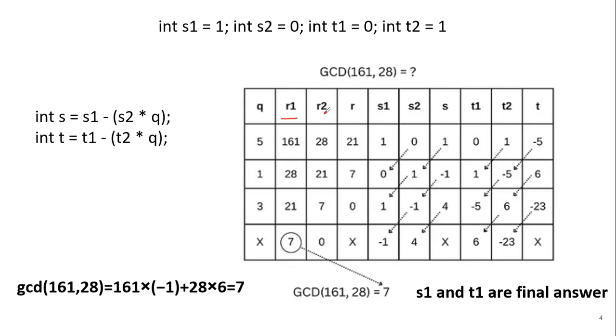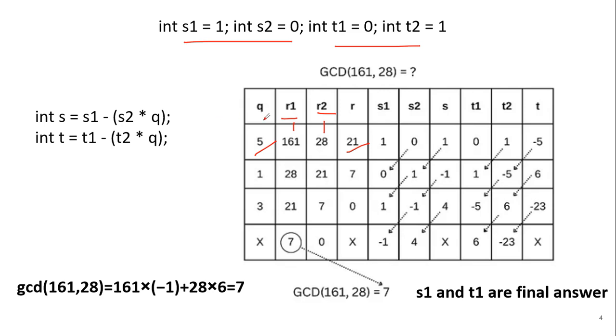So R1, R2: in R1 our larger number is always there, 161 and 28. We will calculate the quotient, which is 5, and the remainder is 21. In the first step we will initialize S1, S2, T1, T2 to the values 1, 0, 0, 1 respectively.